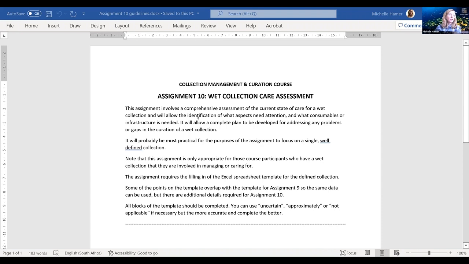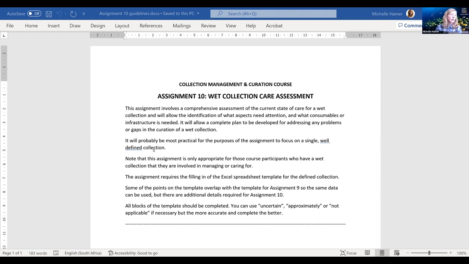And the purpose is really to allow identification of what aspects need attention. So what do you need to do? And then also what consumables or equipment or infrastructure do you need? If you were part of the last topic, webinar number 14, which was about developing your curation or collection management plan, you'll see how this assessment feeds into developing that plan. For this one, you don't have to develop the plan, but you have to identify all the needs.